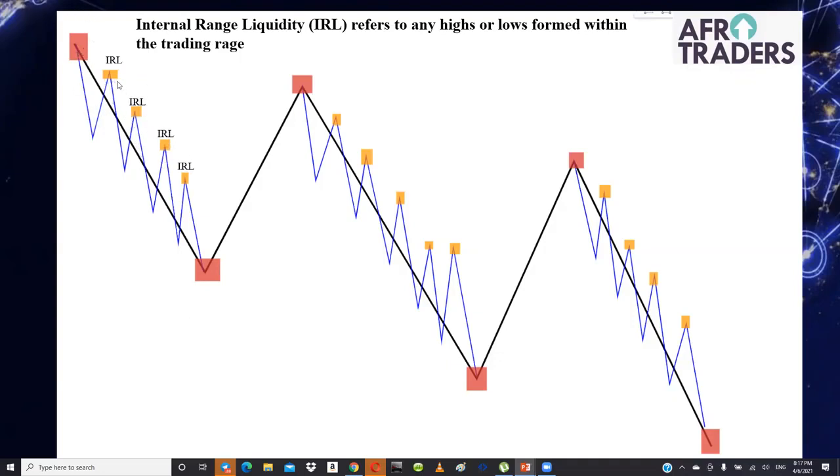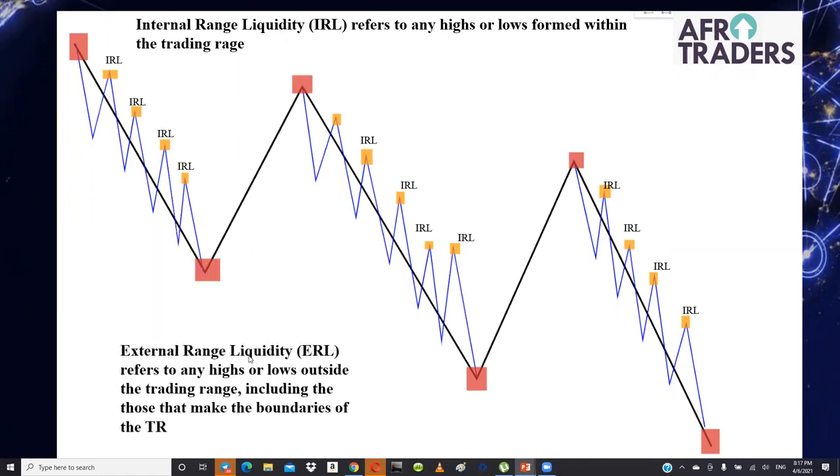Right, so we have internal liquidity, internal range liquidity, all this internal range liquidity, and we have more internal range liquidity here. Okay, now external range liquidity refers to highs or lows outside the trading range, okay, including those that make the boundaries of the trading range. So if these are internal range liquidity, these ones are internal range liquidity, right? Then the ones outside it, including the highs and the low of the trading range, are external liquidity.